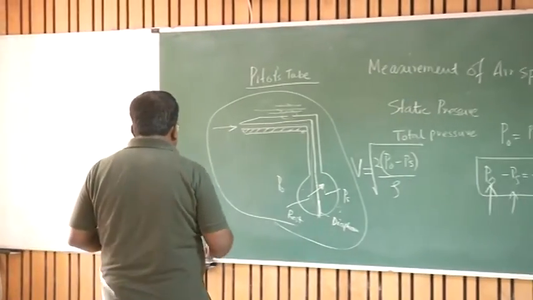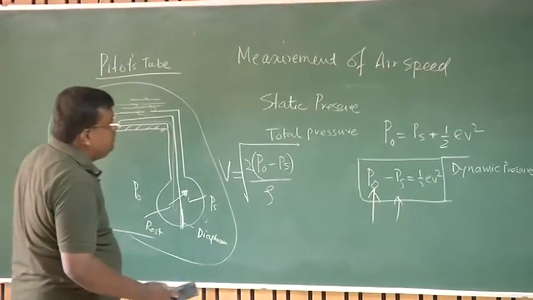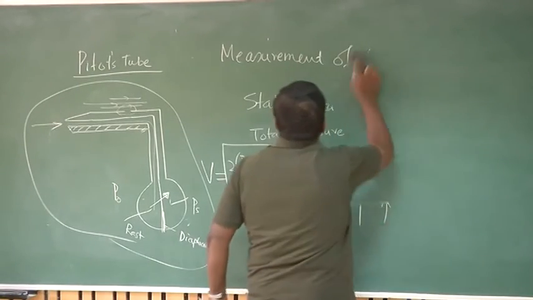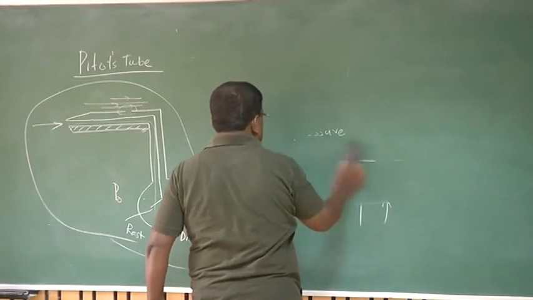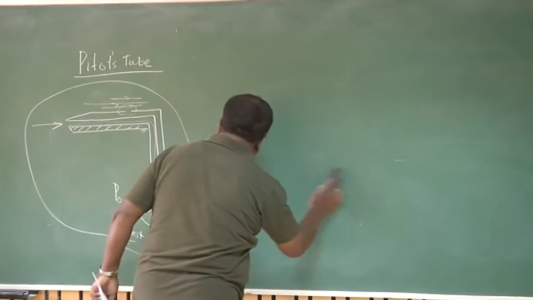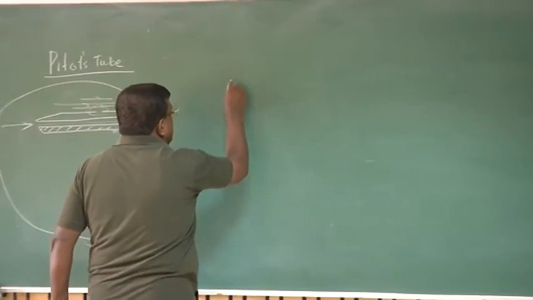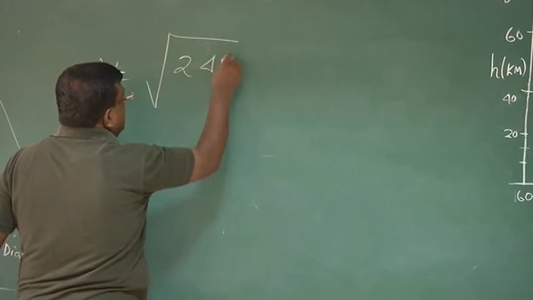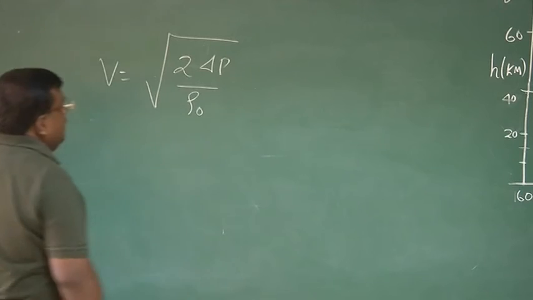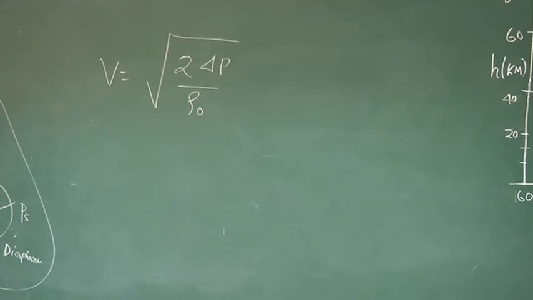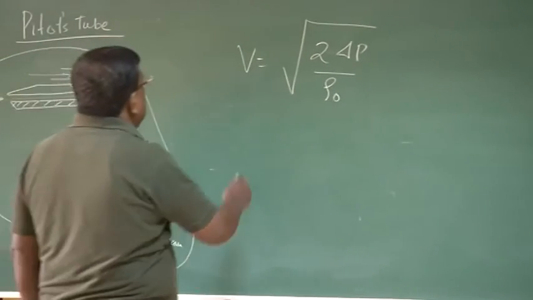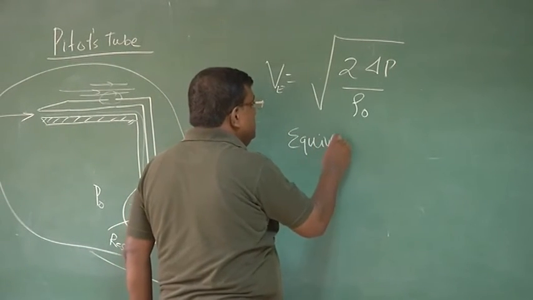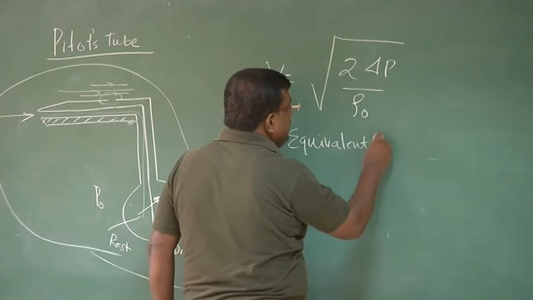At every altitude, I cannot find out the rho so easily. So what is done is, when I calibrate this airspeed indicator, we make an assumption. We use V as root of 2 delta P by rho naught. That is sea level condition. Okay? And we term it as VE, or equivalent airspeed.